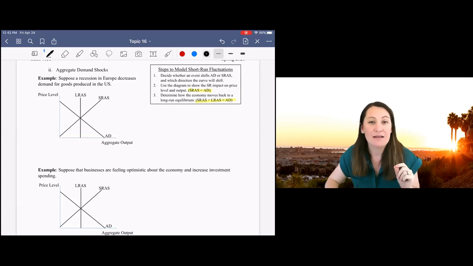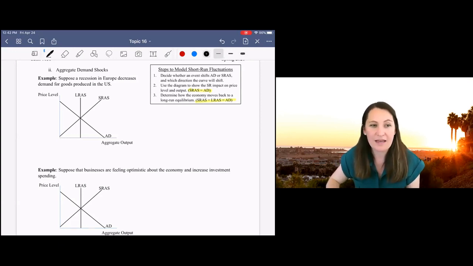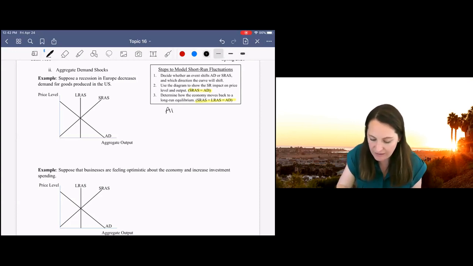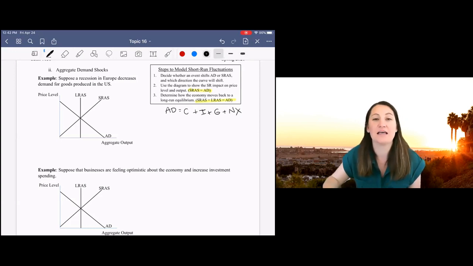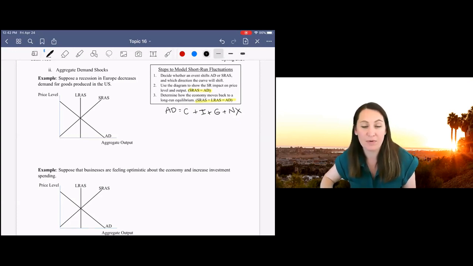But if you didn't know that, what you would want to think is, does this affect the inputs or technology that the US has to produce products? No. Does it affect demand or consumption of products produced in the US? Yes, right? So remember, aggregate demand is made up of consumer spending, investment spending, government spending, and net exports. And this is going to affect the net exports piece of aggregate demand.